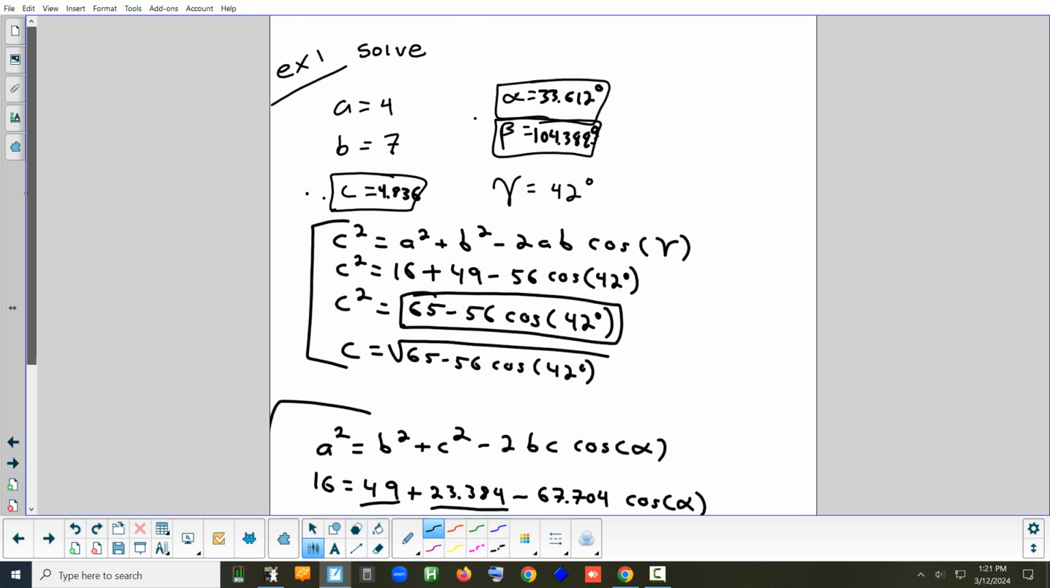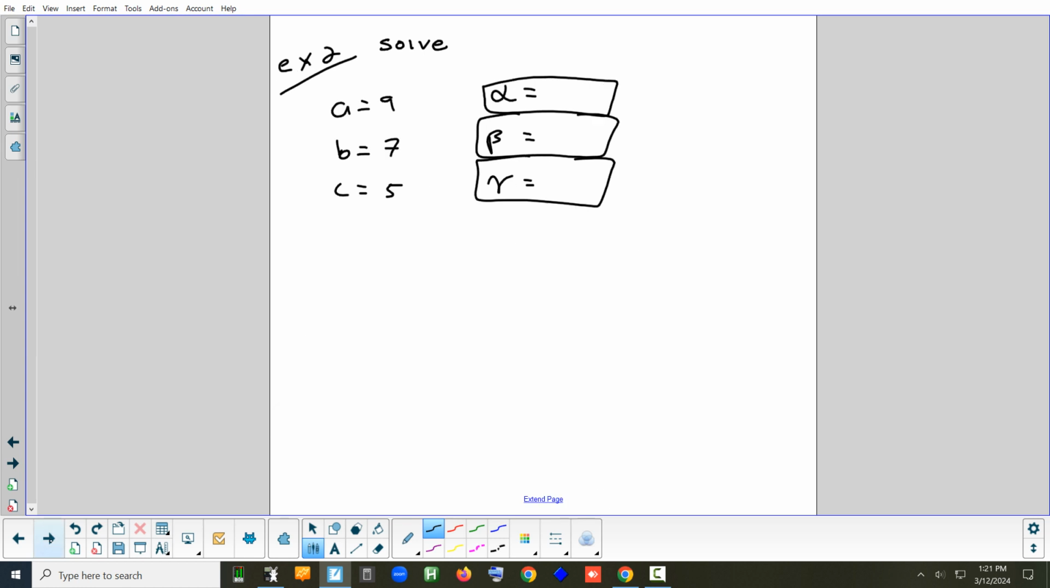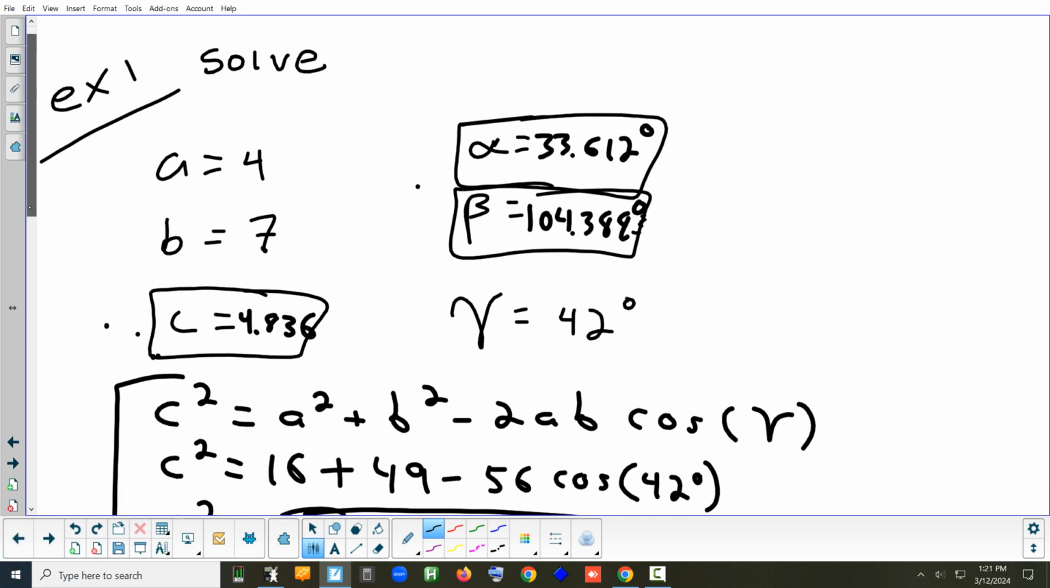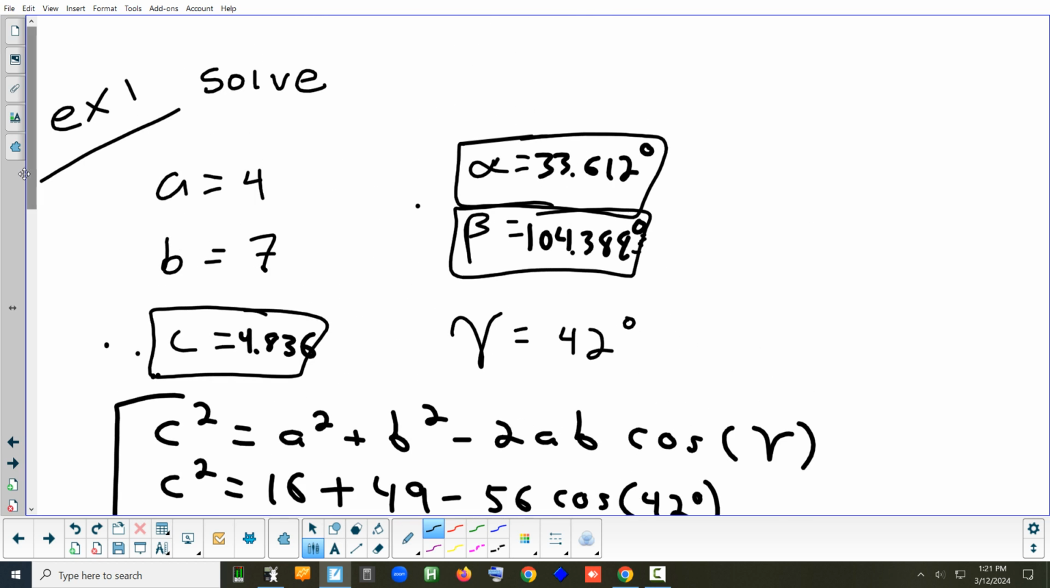All right, so that was side angle side. This is side, side, side. When you have all 3 sides, you can pretty much find any angle you want first. But you have to do law of cosines for at least 2 of them. And then you can subtract from 180 to get the 3rd one. I had a question about the last one. Could we have used law of sines instead to find alpha?